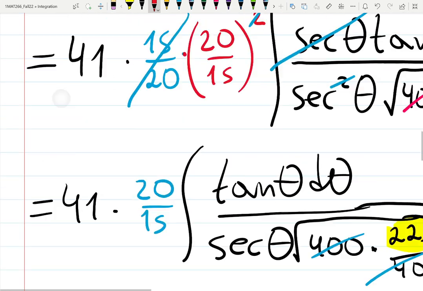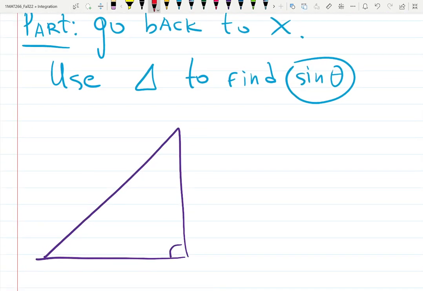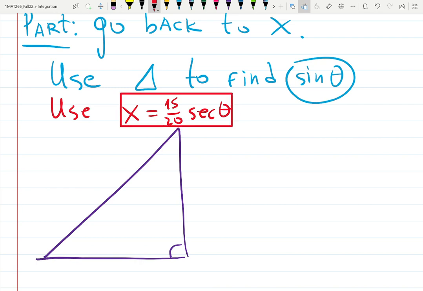So let's rewrite it again to have it in front of us. Use x equals 15 over 20 secant theta. That was the most important note. From here, I don't know how to build a triangle from this note. I remember how to build triangles using sine and cosine because I know the relationship between all the sides. So let's solve for secant and convert it to sine or cosine.